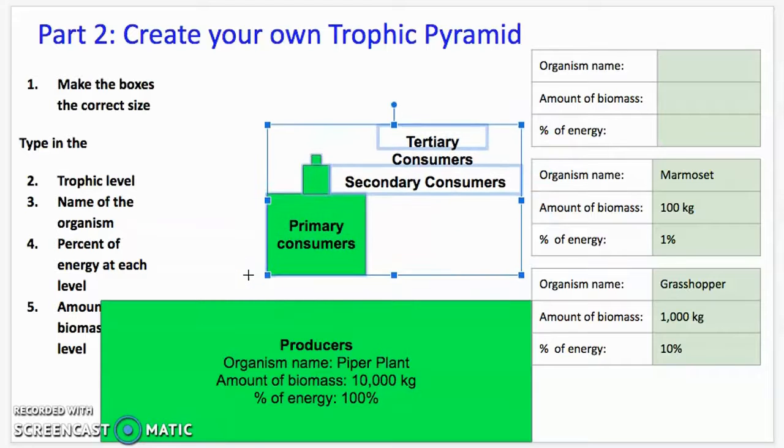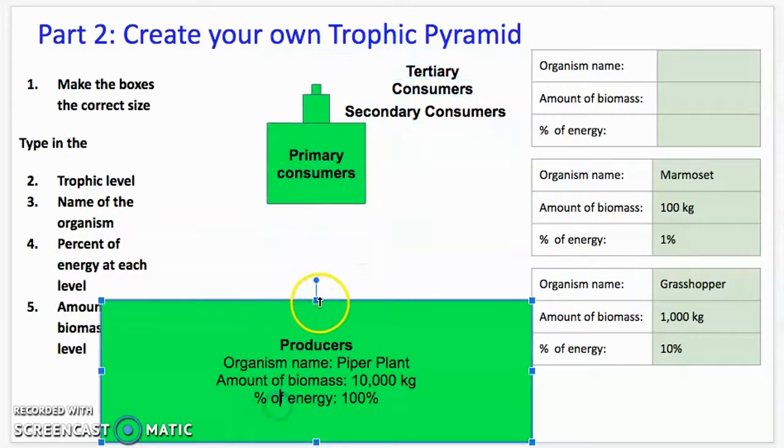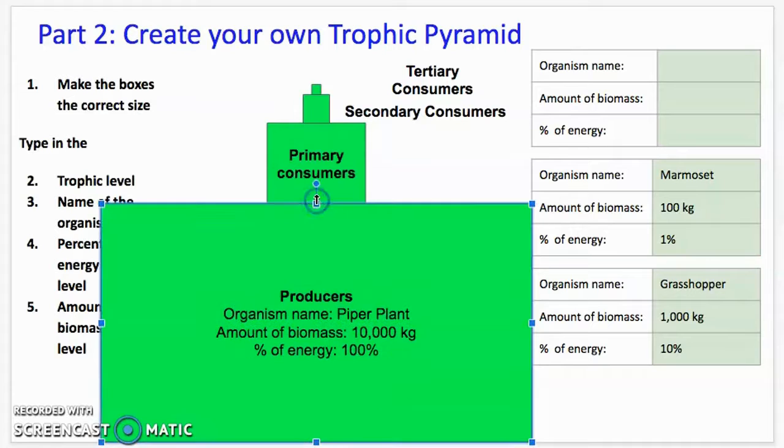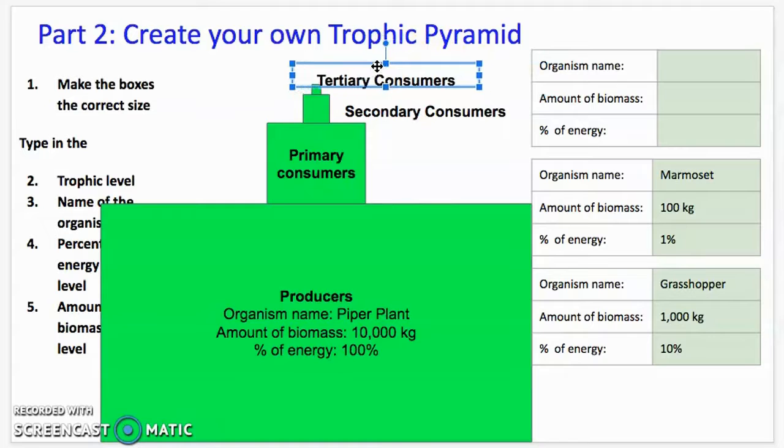I could even take all of these and move them up so that the producers can really show that there have to be a lot of producers to support my primary consumers. There have to be quite a few primary consumers to support the secondary consumers, and those secondary consumers are only going to support a really small amount of tertiary consumers.